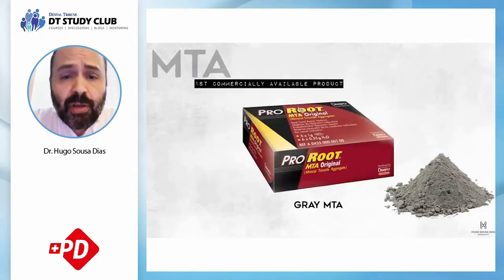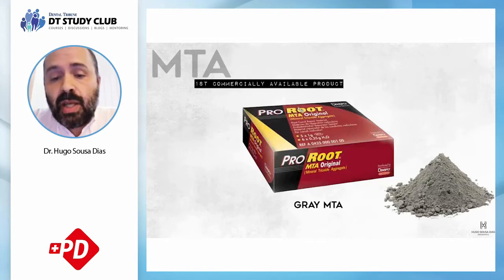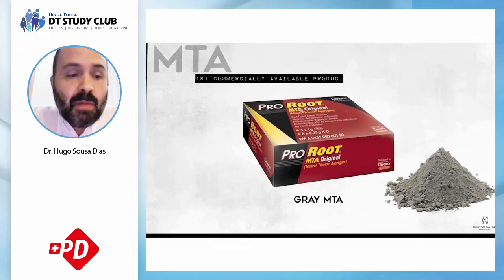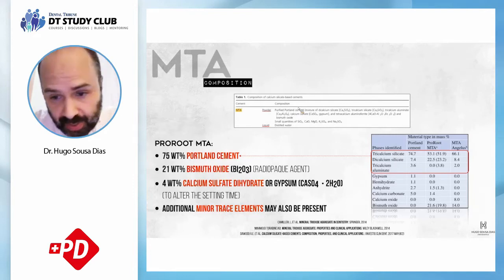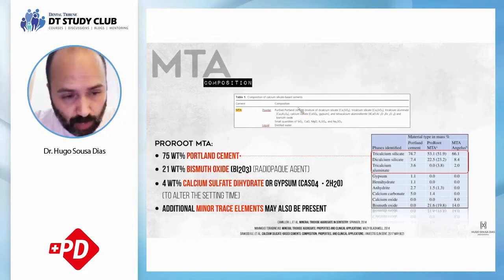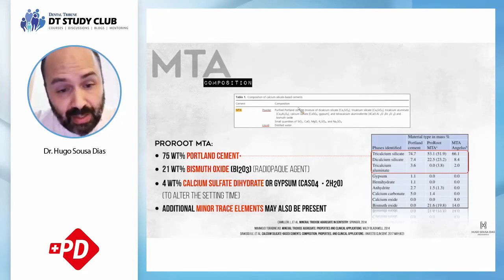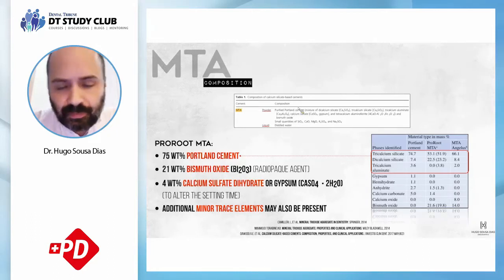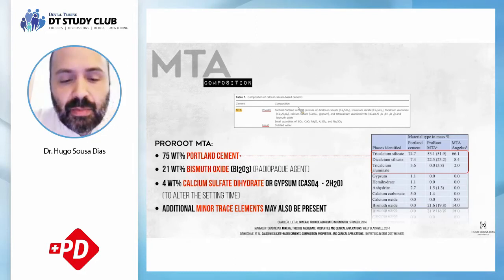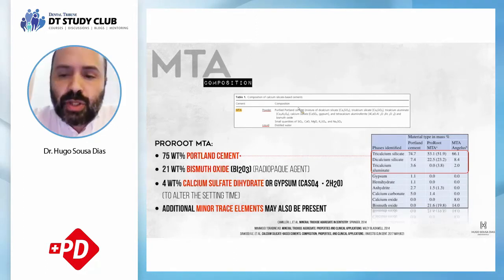The first commercially available product was from Dentsply, ProRoot MTA, the gray MTA. The main composition of this MTA is Portland cement, around 75%, mainly tricalcium silicate, dicalcium silicate, and tricalcium aluminate. It has around 21% of bismuth oxide, the radiopaque agent, and around 4% of calcium sulfate dihydrate or gypsum, which is related to the setting time, to alter the setting time. And minor trace elements can be present in the composition.